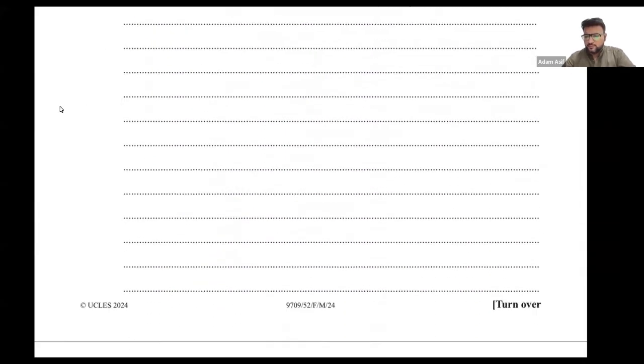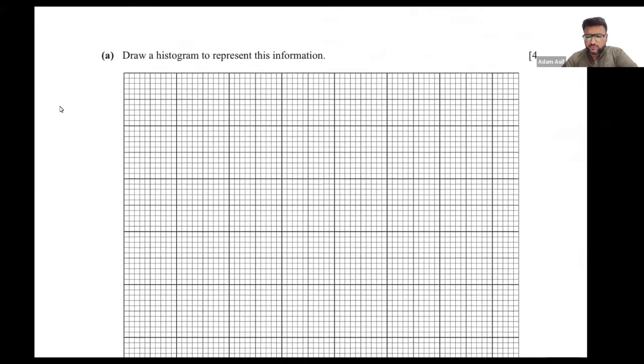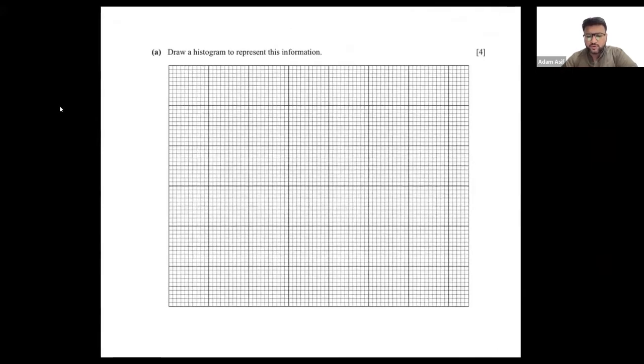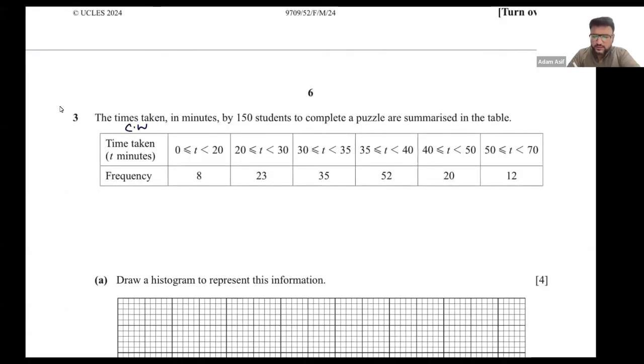All right. Now, the time taken in minutes by 150 students to complete a puzzle are summarized in the table. So you have been given a frequency distribution table, and you are expected to draw a histogram to represent this information. Histogram, okay, first identify the class width. So the class width is the upper boundary minus the lower boundary. In this case, the boundaries are given because these values are equal. So the class width is the upper boundary minus the lower boundary. We can see that there are unequal class widths.